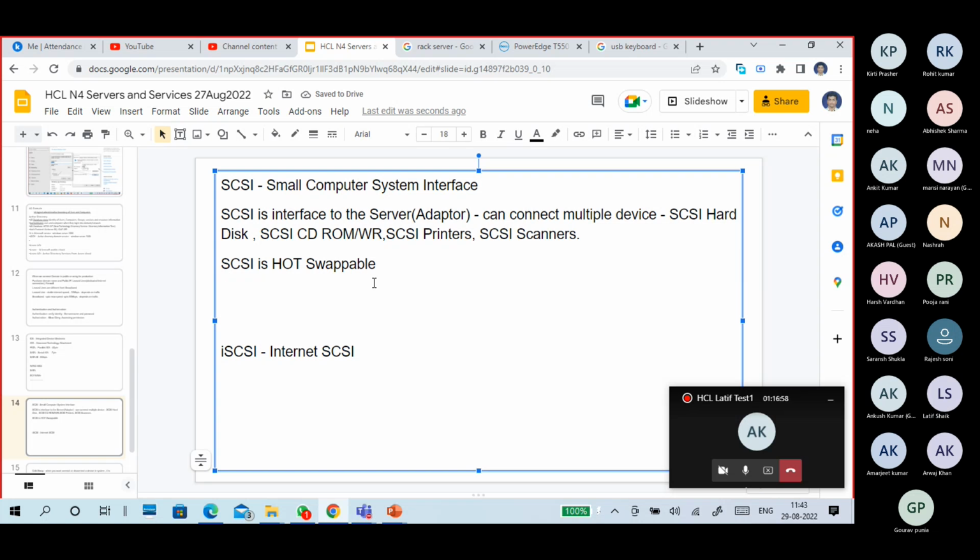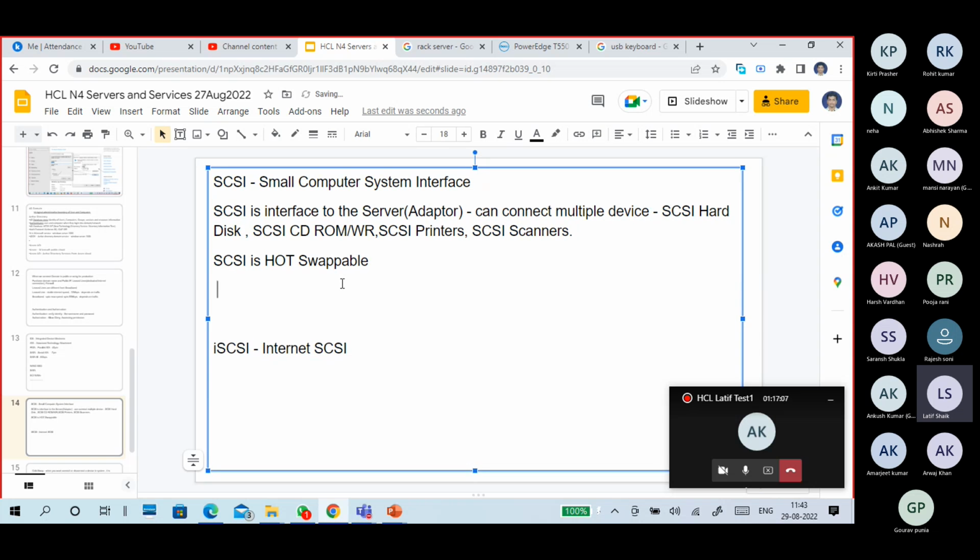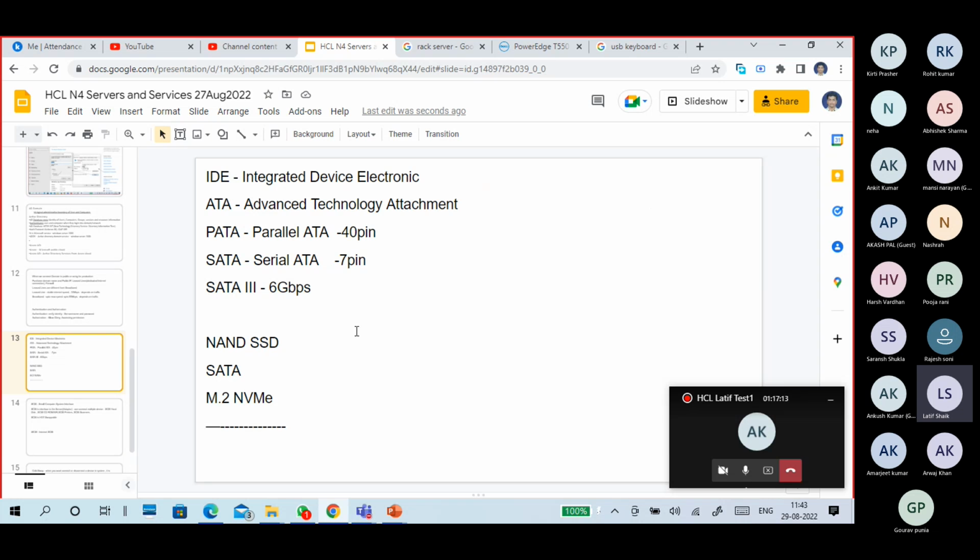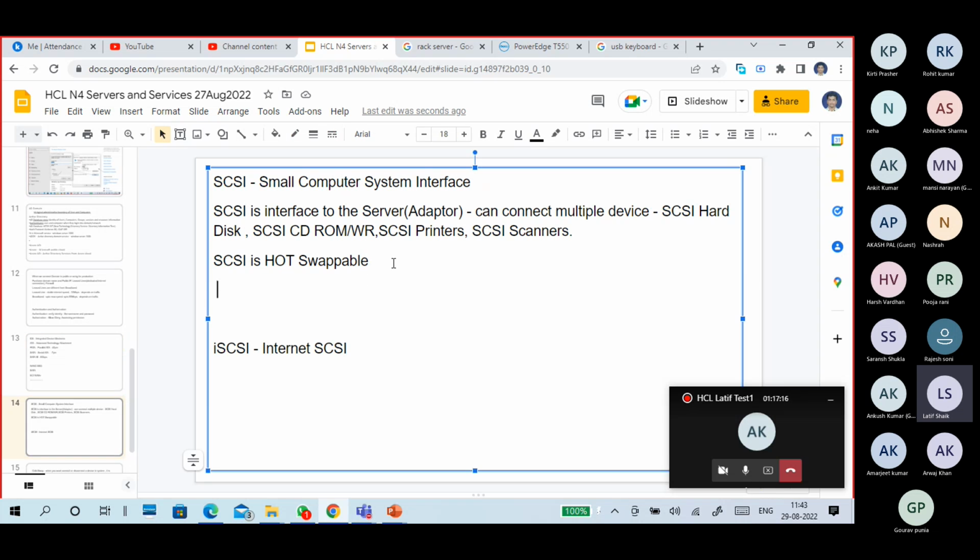There are certain challenges of normal hard disk connectivity or device connectivity. What are the challenges? With a normal hard disk, we can connect one or two, at most four connections. The issue is the number of disks. Multiple disks we can connect, and it is hot swappable. Multiple devices we can connect. So the number of disks we can connect.